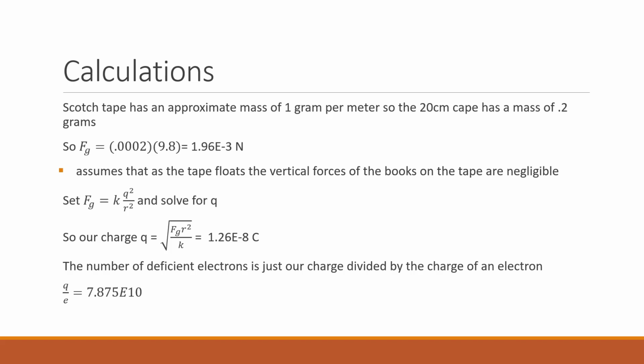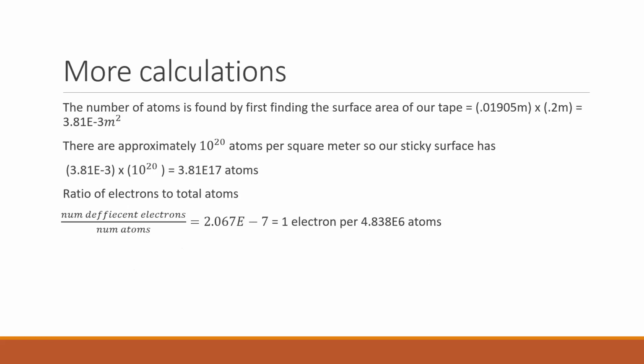The number of deficient electrons is just our charge divided by the charge of a single electron, which gives us 7.875 times 10 to the 10th. A few more calculations: we found the number of atoms on the surface of our tape by multiplying the width of our tape times the length to get the surface area. We were told there are approximately 10 to the 20th atoms per square meter, so our surface area has about 3.181 times 10 to the 17th atoms. Our ratio is just the number of deficient electrons we found earlier over this number of atoms, which gives us 1 electron per 4.838 times 10 to the 6th atoms.